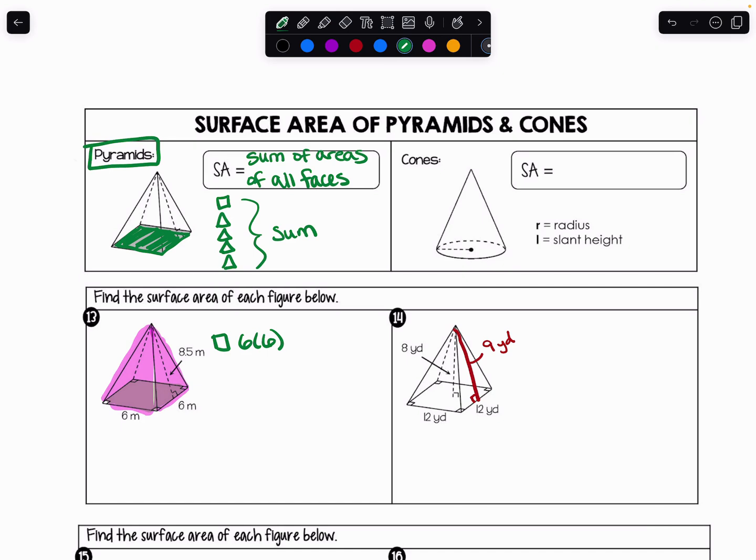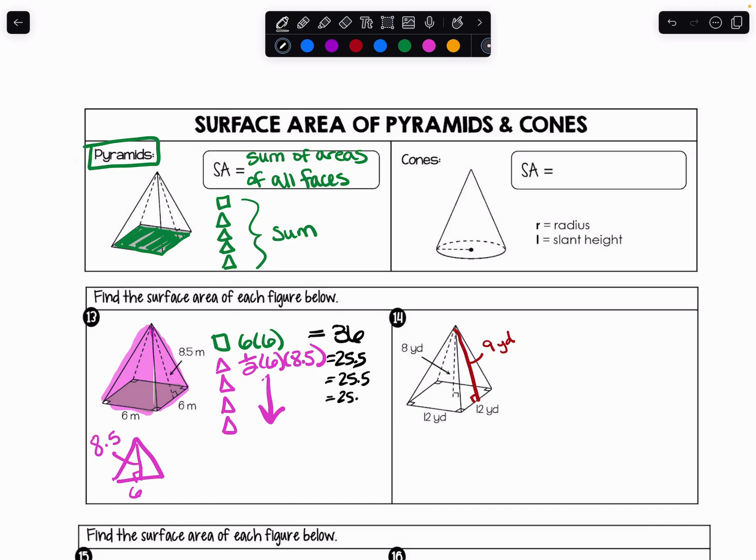And each of those triangles, if I draw one down here, has a base of 6 and a height of 8.5. So for all 4 of those triangles, we're going to do half of the base times the height. It'll be the same for all of them. So let's go through and do my calculations. 6 times 6 is 36. And then we have 0.5 times 6 times 8.5, which gives me 25.5. And all 4 of those triangles are exactly the same because they have the same measurements.